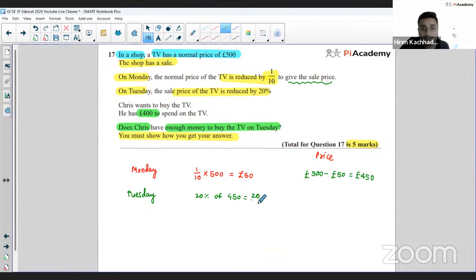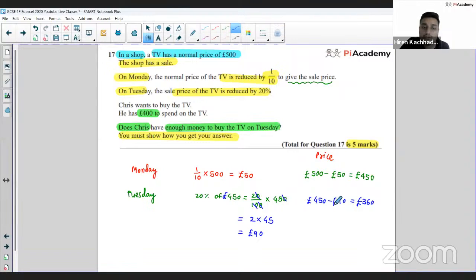So 20% means what? 20 over 100 times 450. We can easily cancel the zeros like this. So it's basically 2 times 45, and this is nothing but 90 pounds, right? So the price is going to be 450 minus 90, which gives 360 pounds.